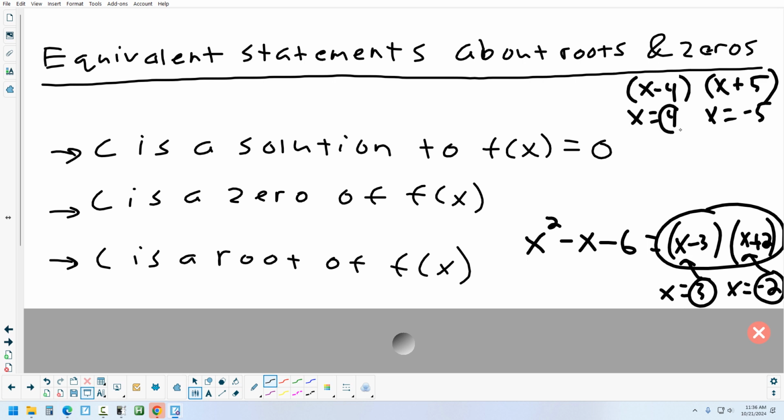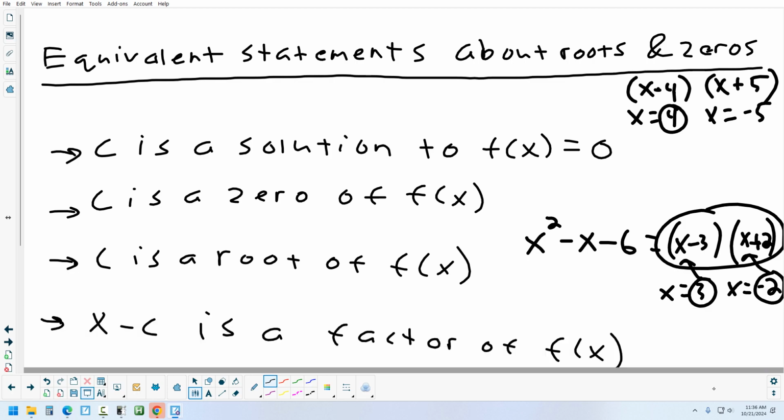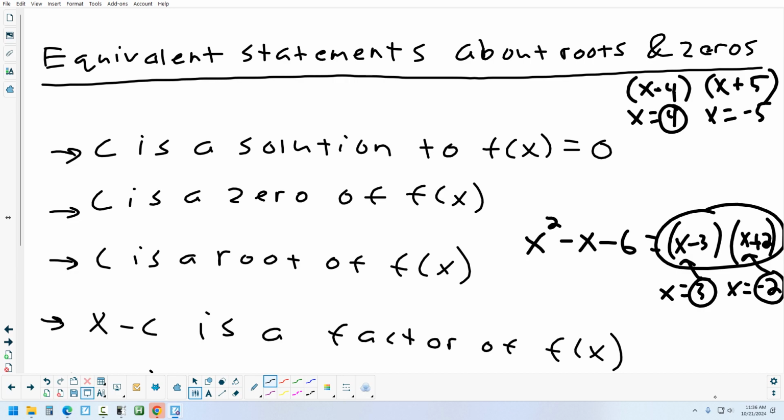So if you know a root, then x minus that number is the factor. Same thing here. The root was -5. X minus -5 is the factor. That's always the pattern. So if c is the root, x minus c is the factor. And what that allows us to do is work backwards, and I could give you a problem like 4 and -5 are the roots. You tell me the equation that they came from. So it's like reverse of what we just did.